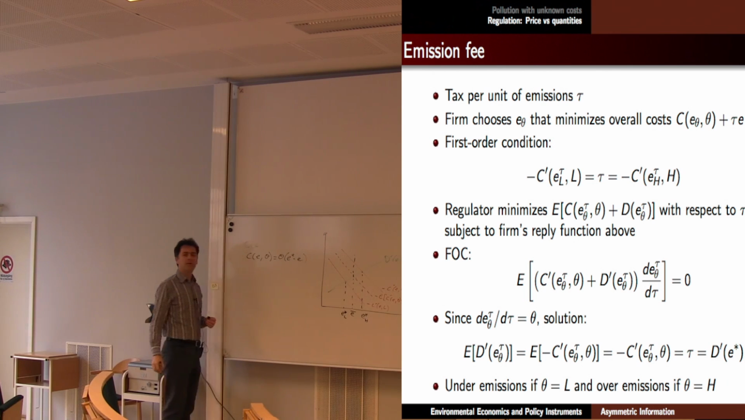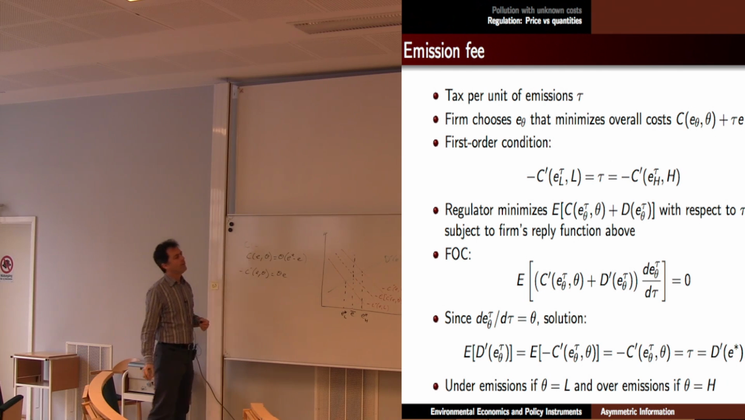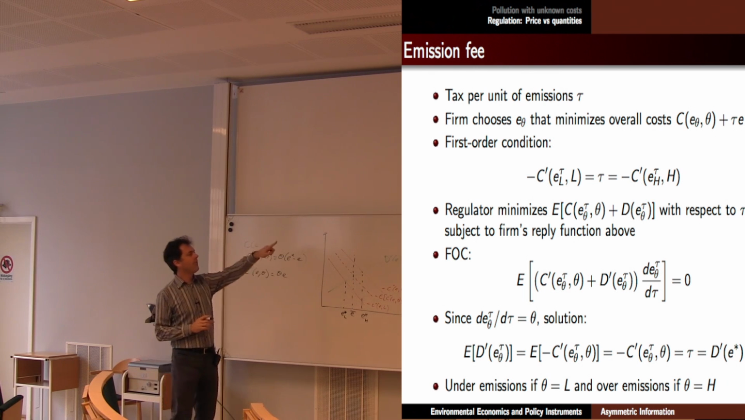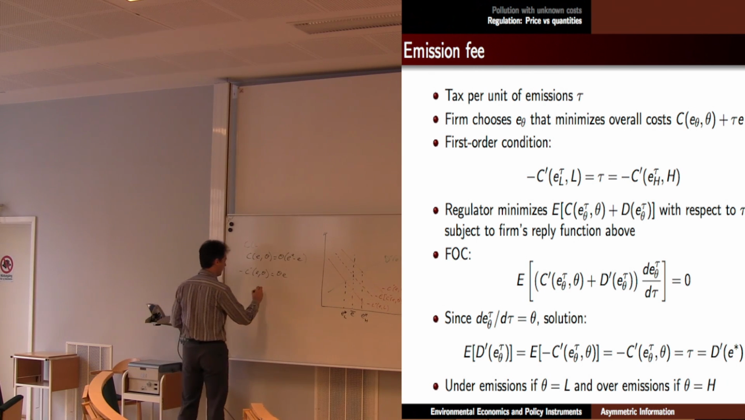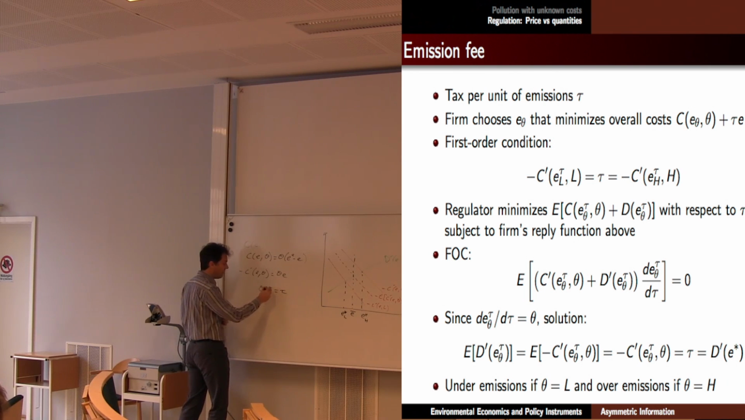So we had the assumption. So marginal abatement is therefore linear. Okay. So then the firm will react by equalizing the tax rate to marginal abatement. So let's denote the level of emission for a given tax rate and a given type theta, E of tau and theta.